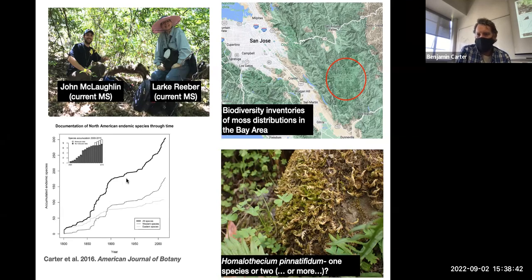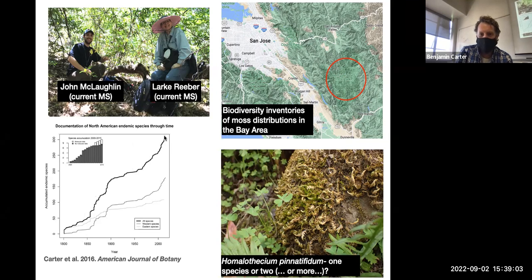And so if we were done with finding new species, what you'd expect is the line to go steeply up and then hit a plateau and then just flatline for a while. Now what you can see is this is kind of the opposite of that, right? Look at the slope here. We're just shooting up, finding new species all over the place because of the work of people like John and Lark.